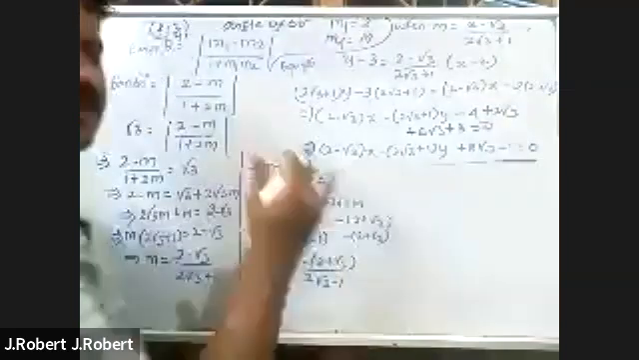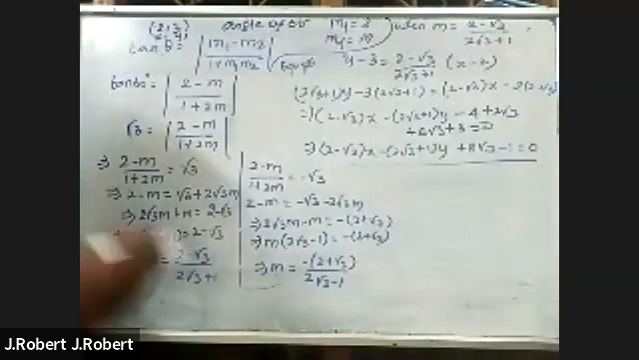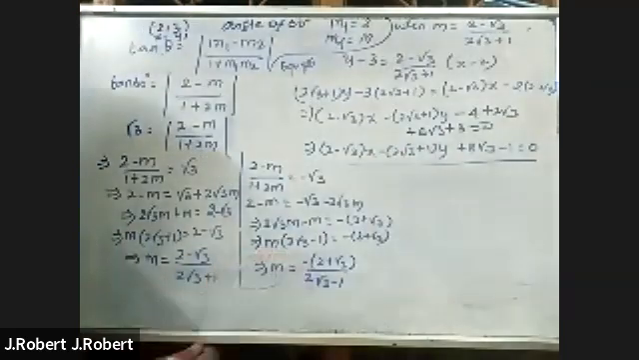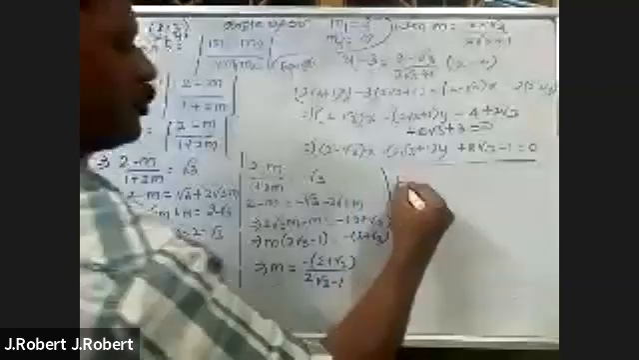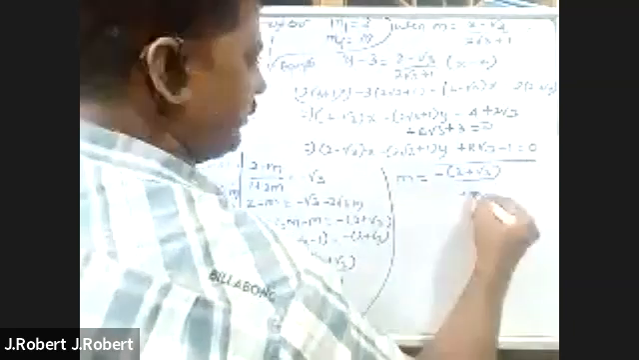This is the equation of the other line. There is another line, because we have two slopes. M is equals to 2 minus root 3 divided by 2 root 3 plus 1. The other one is minus 2 plus root 3 divided by root 3 minus 1. Now your slope M is equals to minus of 2 plus root 3 divided by 2 root 3 minus 1.